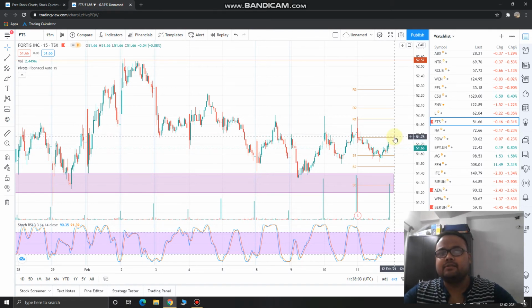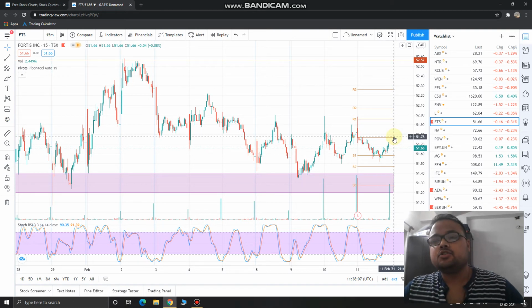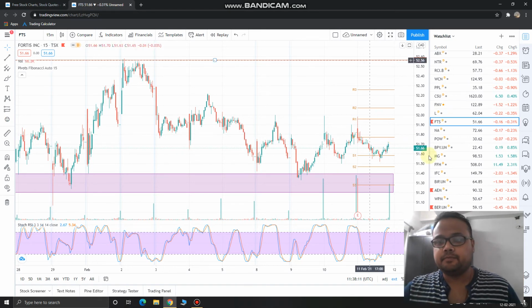And if it crosses this level also, then your next target will be 52.20, and your ultimate target for the day should be 52.57.